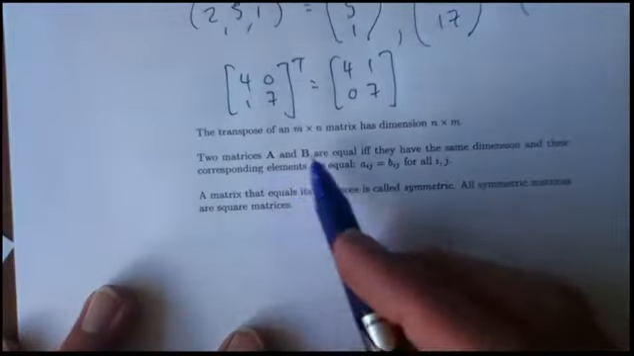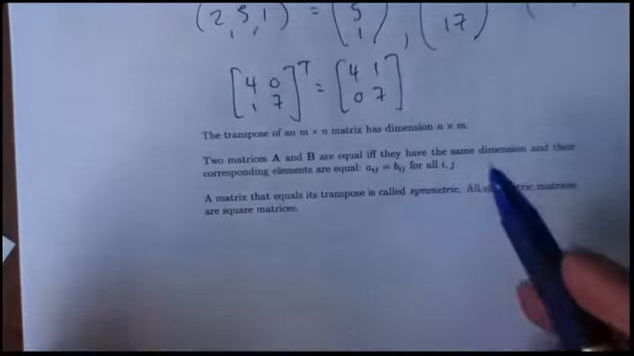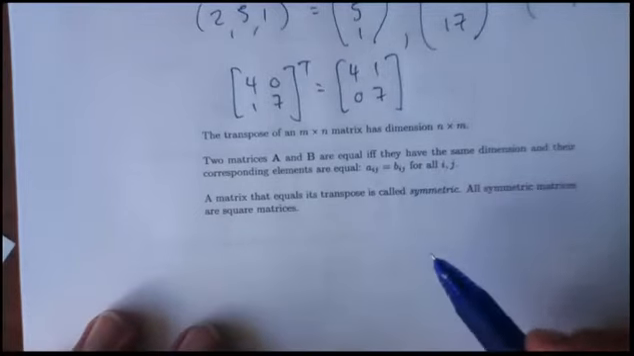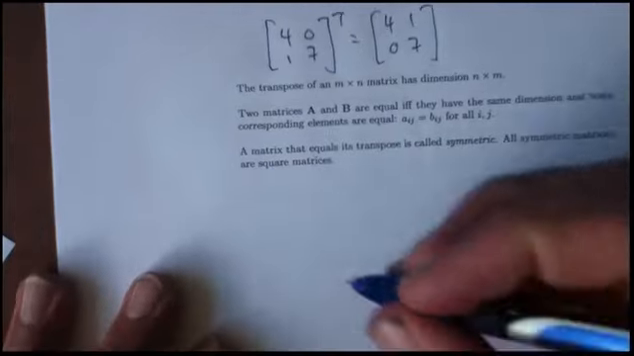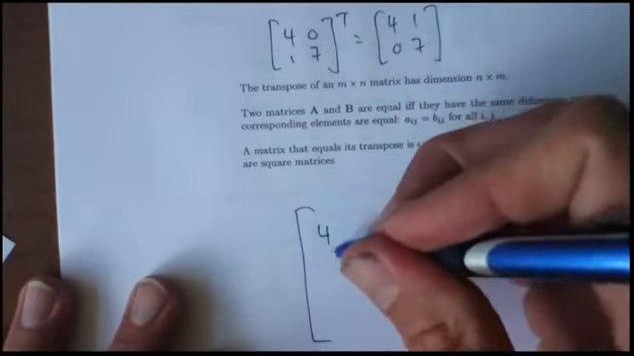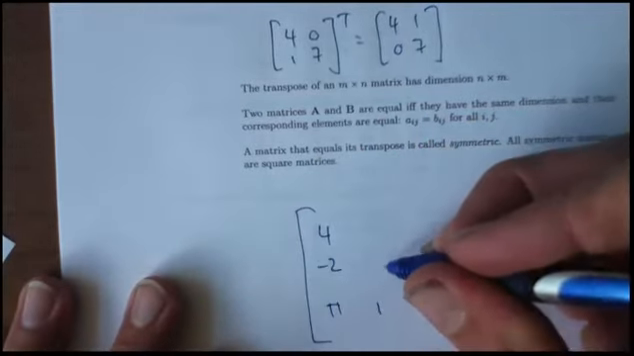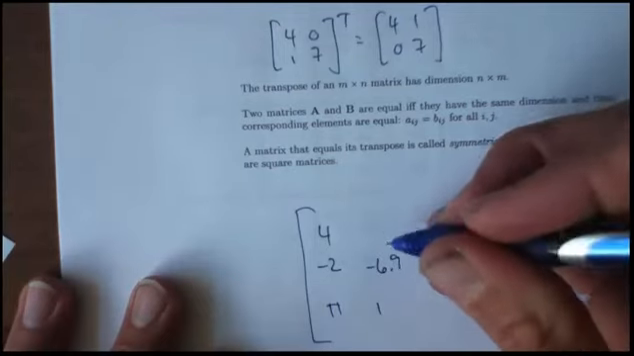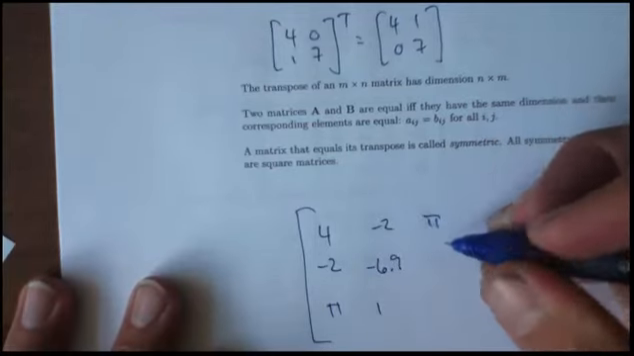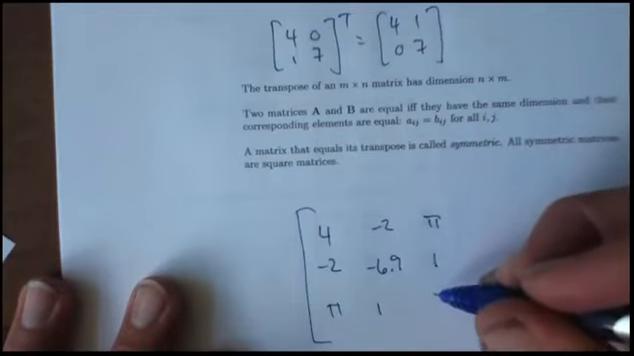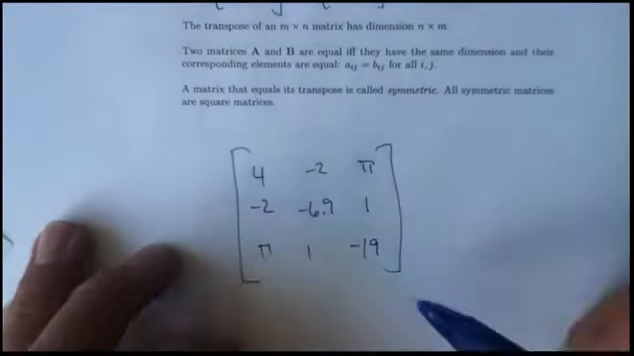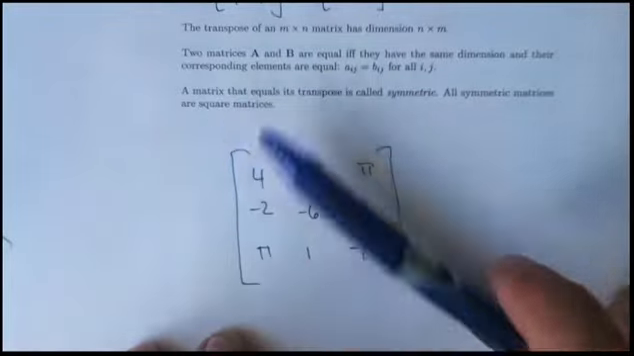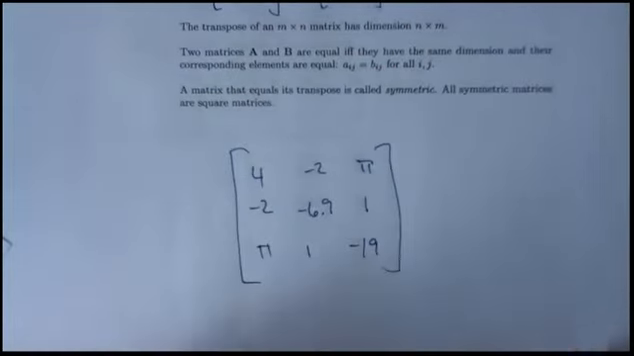Two matrices A and B are equal if they have all the same numbers in them, and of course if they have the same dimension. And matrices that equal their transposes are called symmetric. So for example, if I have something like this, 4, -2, pi, 1, -6.9, -2, pi, 1, -19. This is symmetric, okay? Because if I take its transpose, I get exactly the same thing. It's just flipping about this diagonal here. If you get the same thing, then it's equal to its transpose.